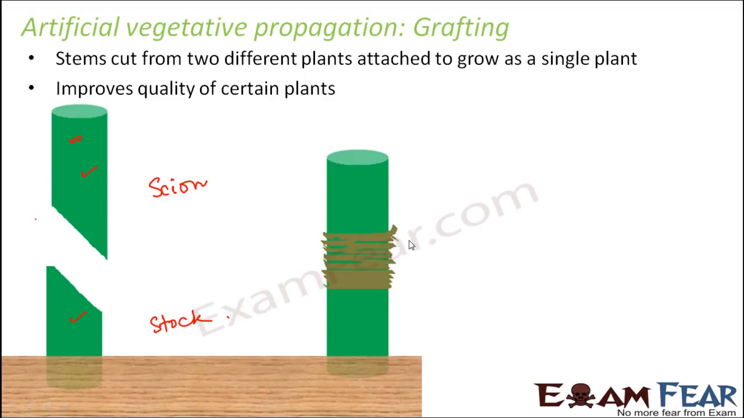It actually improves the quality of certain plants, because let us suppose some plants are otherwise good, but the kind of flowers they produce is not that great. So you combine it with some other plant where the flower quality is really great. When you combine the two, you end up getting something which is better. That is how it can ensure that the quality of the plant is improved.